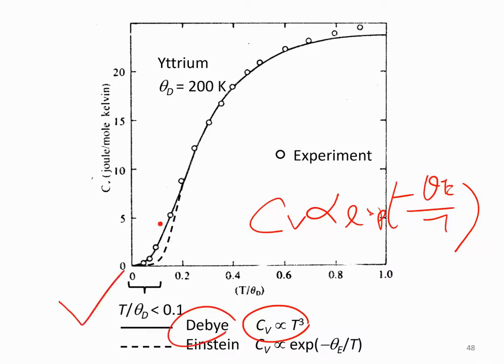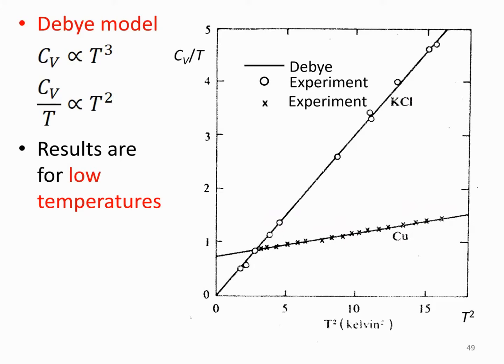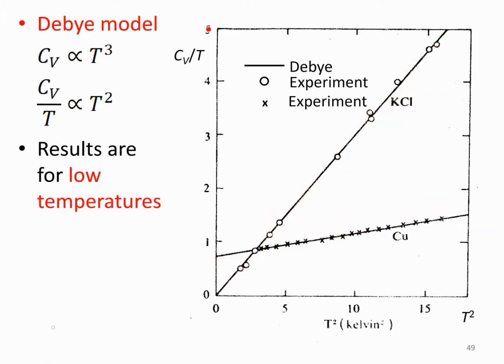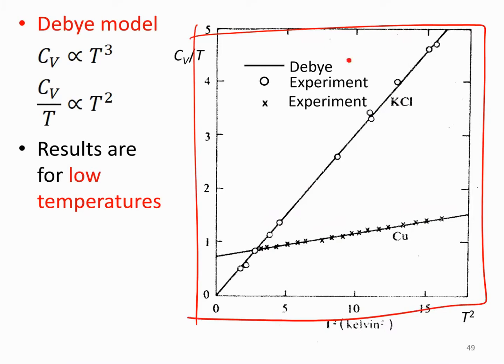Both the Debye model and the experimental data fit well, and both the experimental data and the Debye theoretical data give CV proportional to T power of 3. This is for the Debye model, and this is the experimental result for KCl, potassium chloride, and this cross one is for copper. From this graph, we can see that the Debye model is actually quite successful.